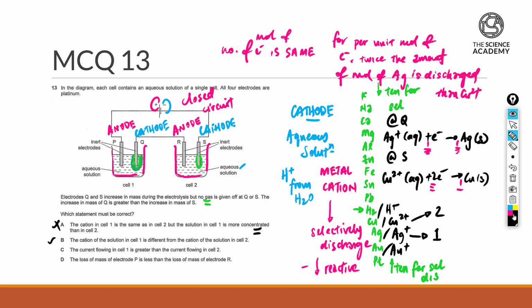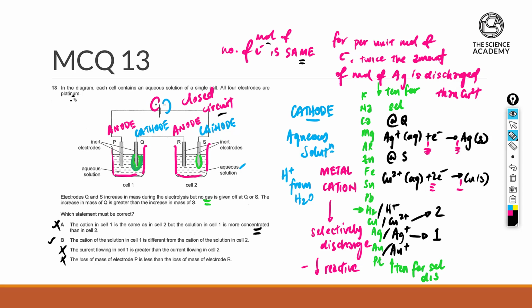we have them mentioning that the current flowing in 1 is greater than 2. This is again disproved because it's a closed circuit. The number of moles of electrons should be the same. And lastly, the loss of mass of P is less than the loss of mass of electrode R. Now this could not have been the case because P and R are actually anodes.